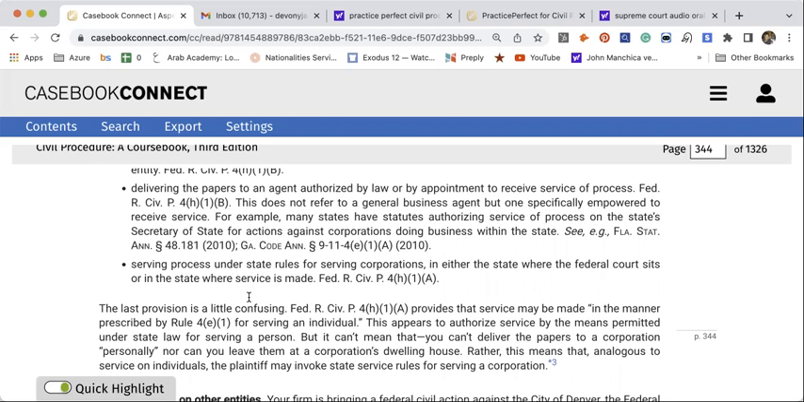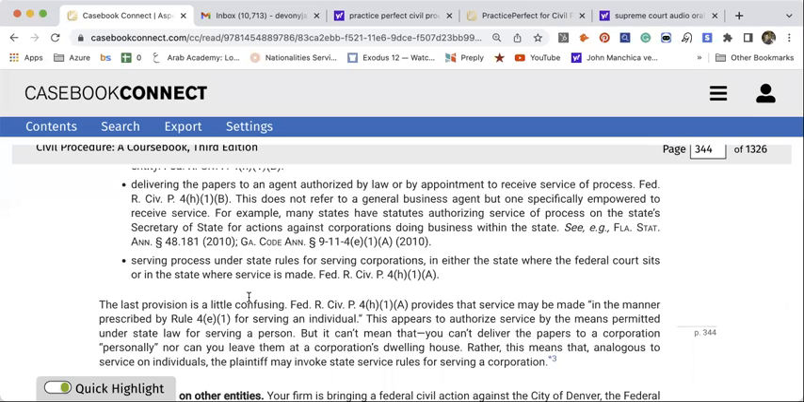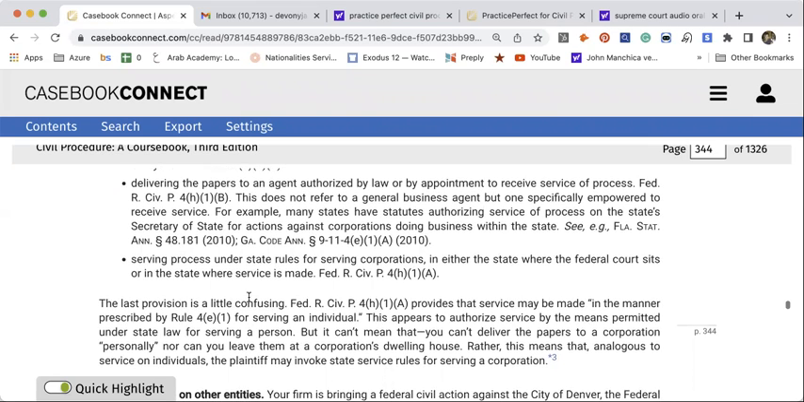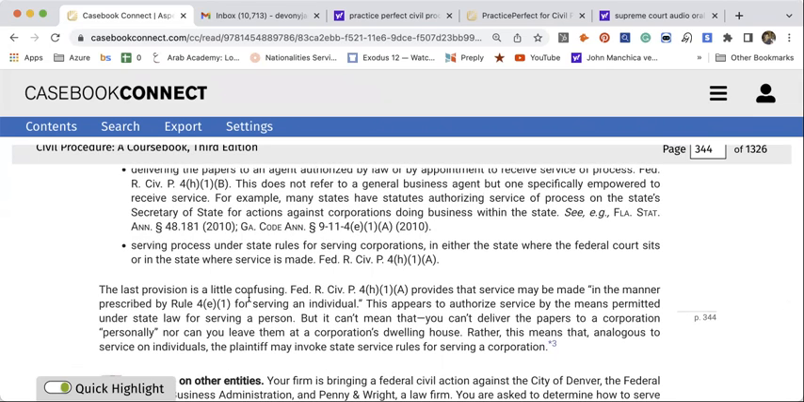For example, see Florida Statute section 48.11 (2010), or Georgia Code section 9-11-4 (2010). Process may also be served under state rules for serving corporations, either in the state where the federal court sits or in the state where service is made. Federal Rule of Civil Procedure 4(h)(1)(A).